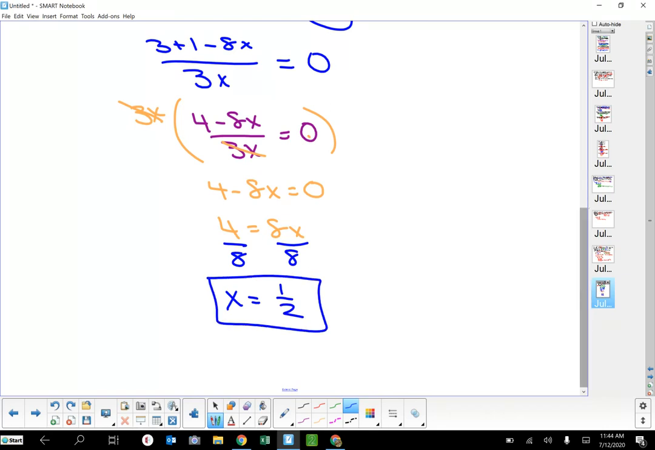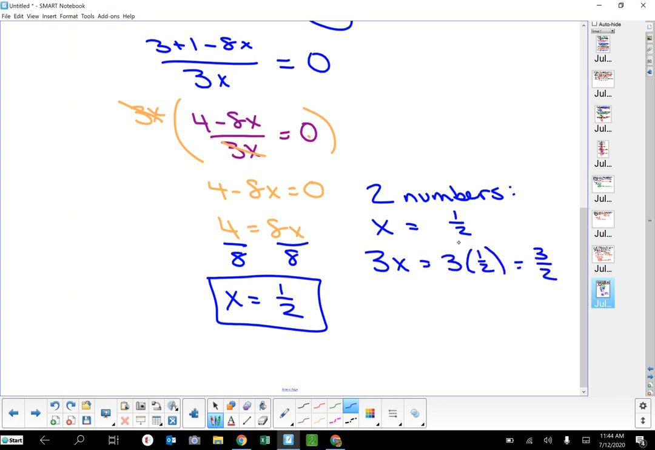So remember that originally our two numbers were x and 3x. So x is 1/2, and then 3x is going to be 3 times that. And these would be the two values that you would put into varsity as your answers. Okay?